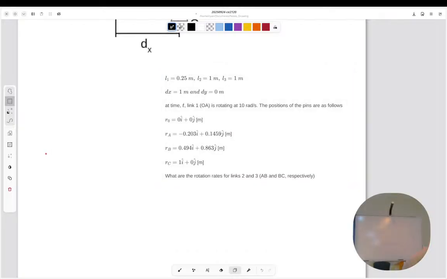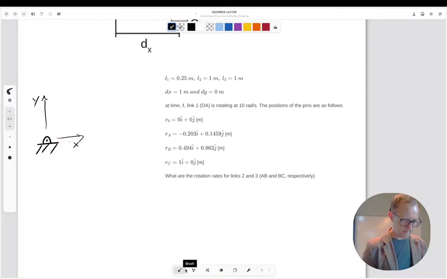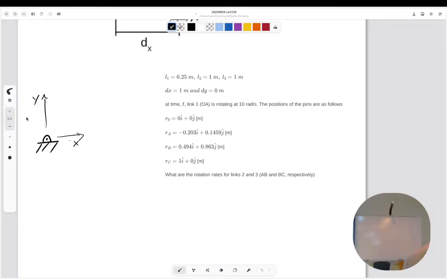So R0, the location of hinge 0, is right here at our origin. And then RA, we move backward, negative X, but up Y. So somewhere right in here.